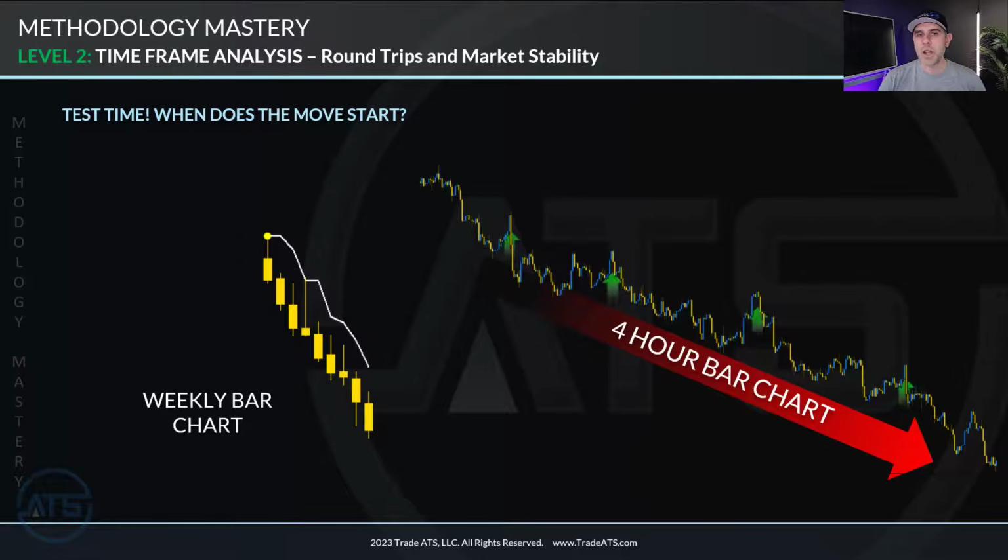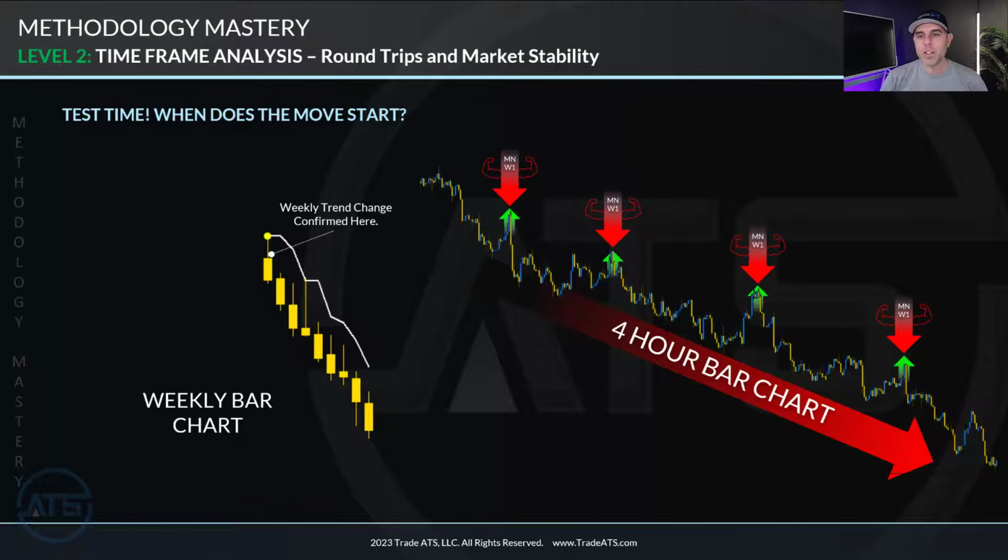Looking at the same example we were looking at earlier on the 4-hour bar chart, but this time we're pairing it with the weekly higher time frame chart. Remember, the higher time frames have the slower speed of money flow, which controls trend stability. My question to you is, when did this 4-hour move really start according to the weekly chart? Was it right here when the weekly trend change became confirmed by a down inefficiency? The answer to that question is no. It did not start here.